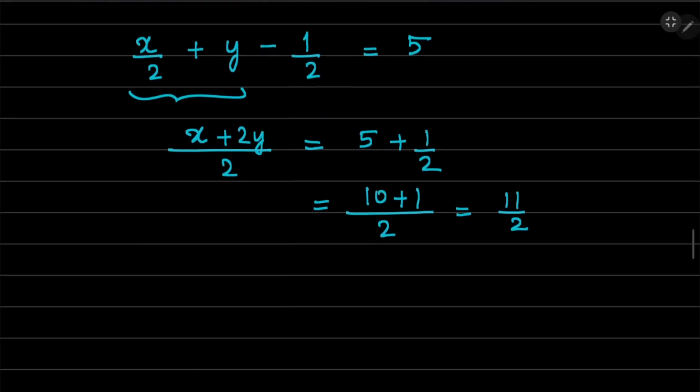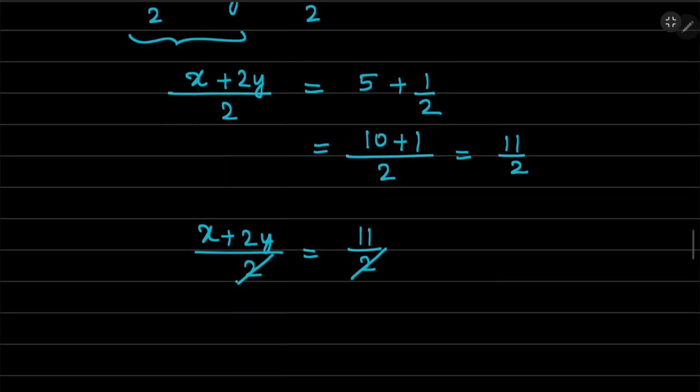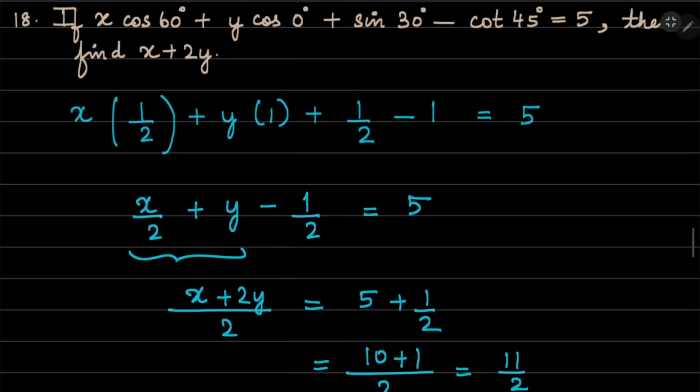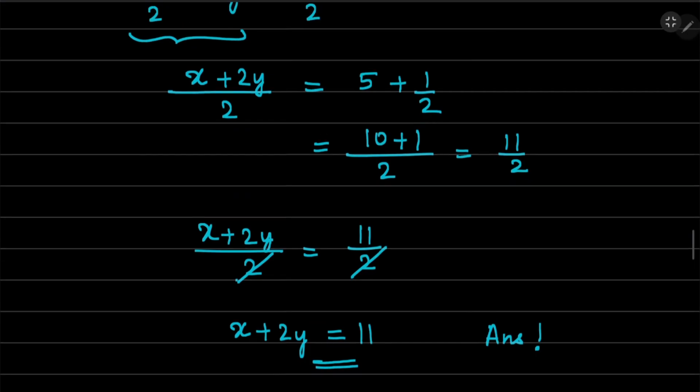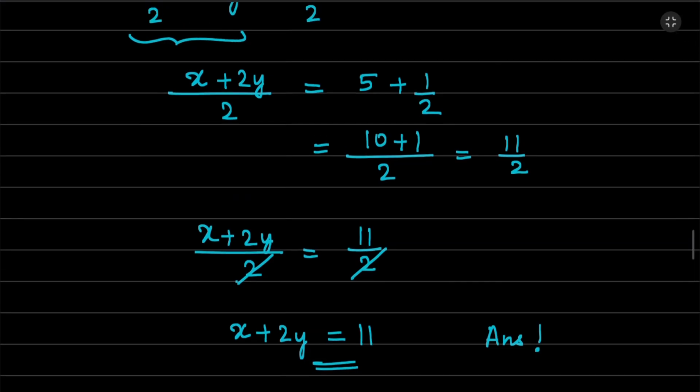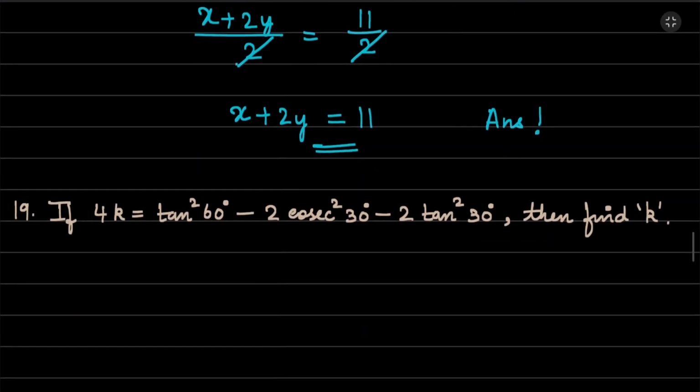And then you have x plus 2y by 2 is equal to 11 by 2. Multiply both the sides by 2, so these two will get cancelled. What you have left is x plus 2y is equal to 11. That's your answer. You have to just find the value of x plus 2y, and the value is 11. Let's move on to the next question.